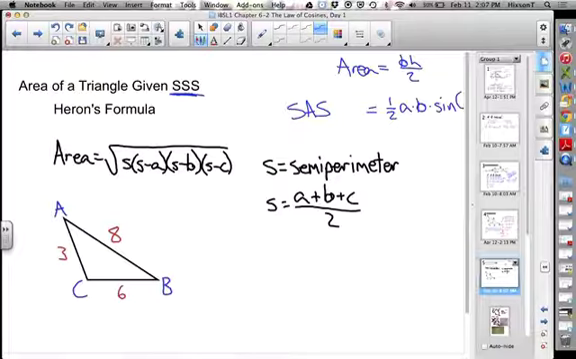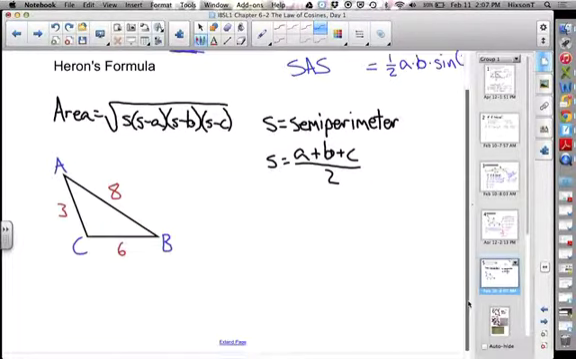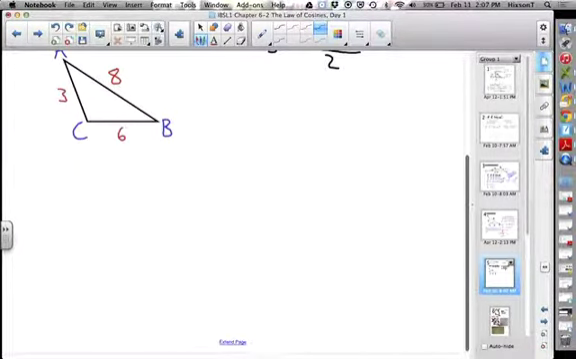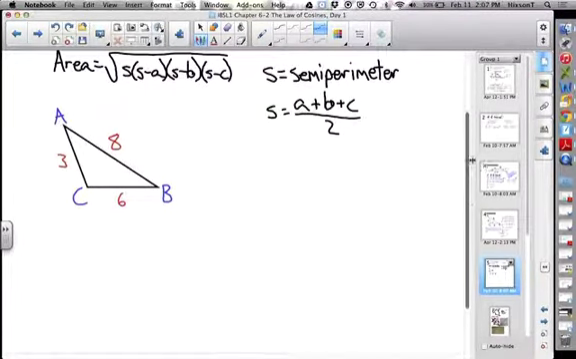So, we already looked at this triangle on the previous slide. We found the angles of this triangle. Now let's find the area of this triangle. The first thing that we want to do is calculate what the semi-perimeter is. Find the perimeter, divide by 2, and what do we end up with? 8.5. 8 plus 6 plus 3 is 17. Divide it by 2, and you get 8.5.